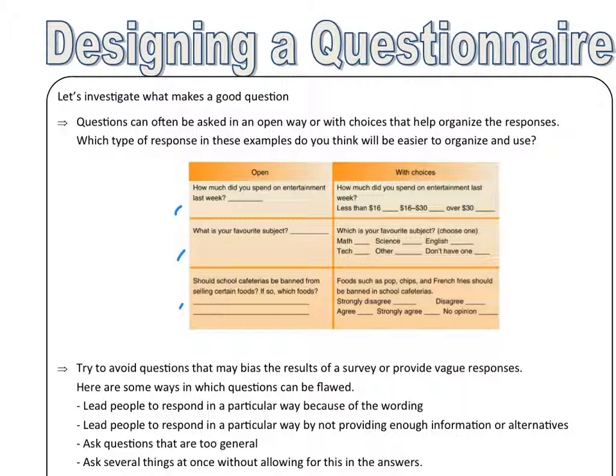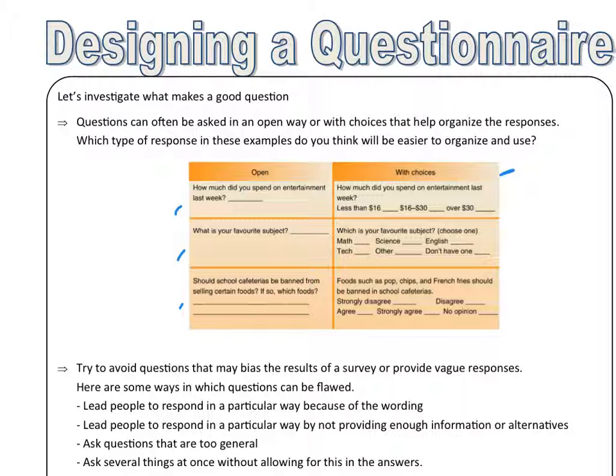You'll notice with the choices over here, this puts it into ranges. How much did you spend on entertainment last week? Less than 16, 16 to 30, or over 30. So people only have 3 choices, so you're going to get data in only those 3 categories. Which is your favorite subject? Choose one. In this case, instead of it being open, they have to choose one of those, and there are only 6 choices there. So instead of having like 20 choices, you only have 6 to choose from.